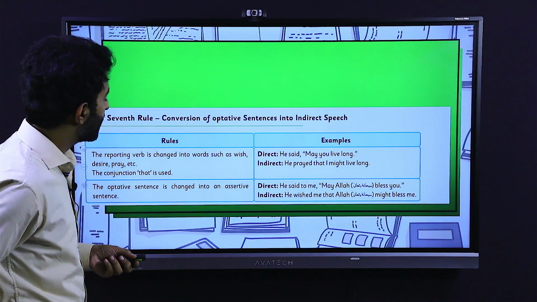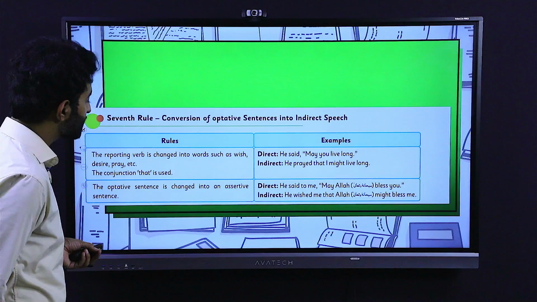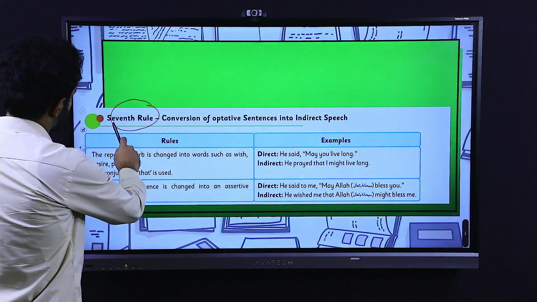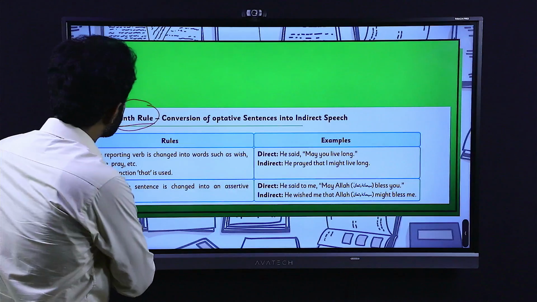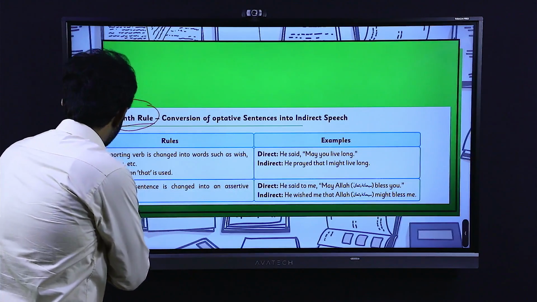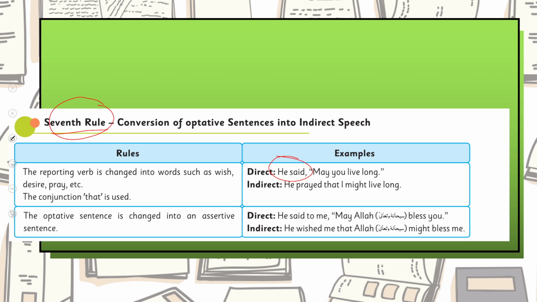Now, we are at the end of, this is the second last rule, students. So be prepared, be active for this. The reporting verb is changed into words such as wish, desire, or pray. The conjunction that is used. Yes, we are going to use the conjunction.